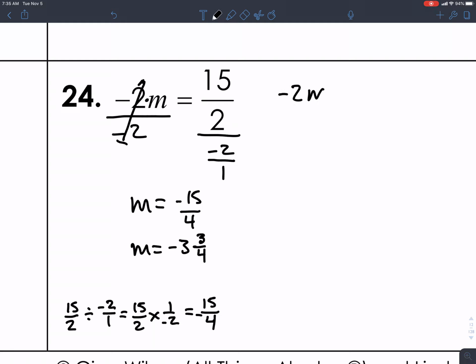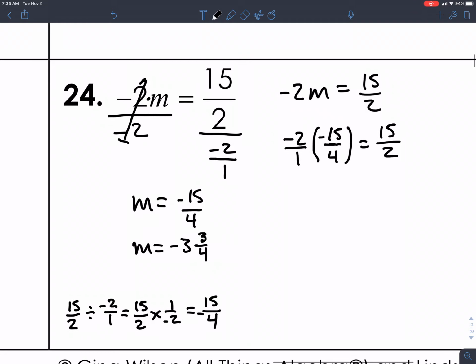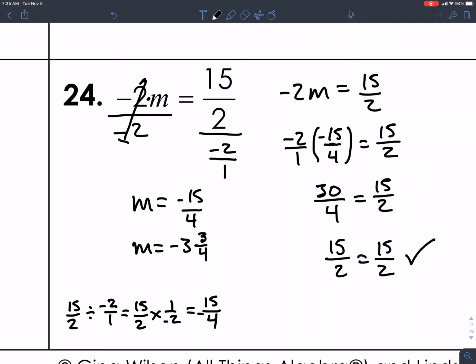So let's check. Negative 2m is equal to 15 over 2. Negative 2 times negative 15, that's a negative 15, got to be careful. Negative 15 over 4 is equal to 15 halves. Now I can just multiply straight across. Negative times a negative is a positive. 2 times 15 is 30. Put a line under it. 1 times 4 is 4. Well, are they equal? Well, let's see. Does anything go into 30 and 4 that would give me the 15 and the 2? Yeah, 2. 2 goes into 30 15 times. 2 goes into 4 2 times. So guess what? Checks out. So these would be my answers. Okay.